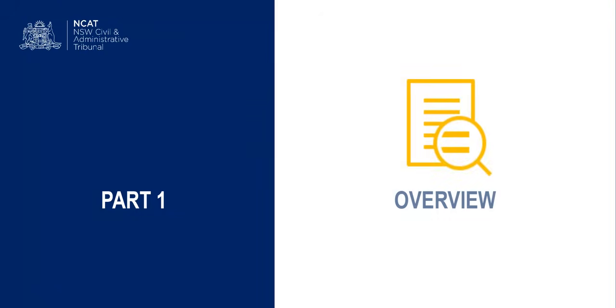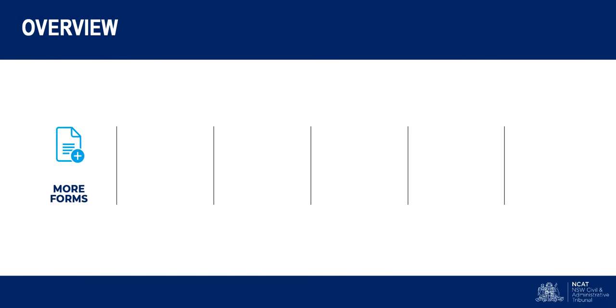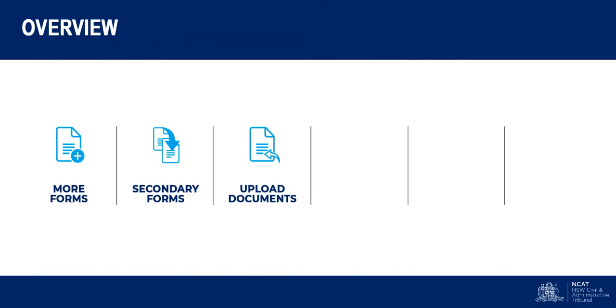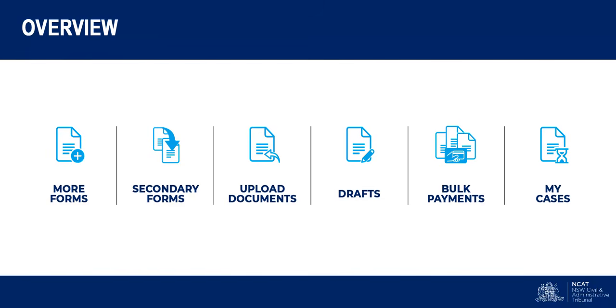Part 1 Overview. The NCAT Consumer and Commercial Division is transitioning its online services to a new platform that will deliver a better user experience. Expanding the types of online forms available, lodge secondary forms and supporting documentation, upload documents during the application process, save your progress to complete an application at a later date, complete multiple applications and pay for them together when you're ready to lodge, view your NCAT cases and transaction history.